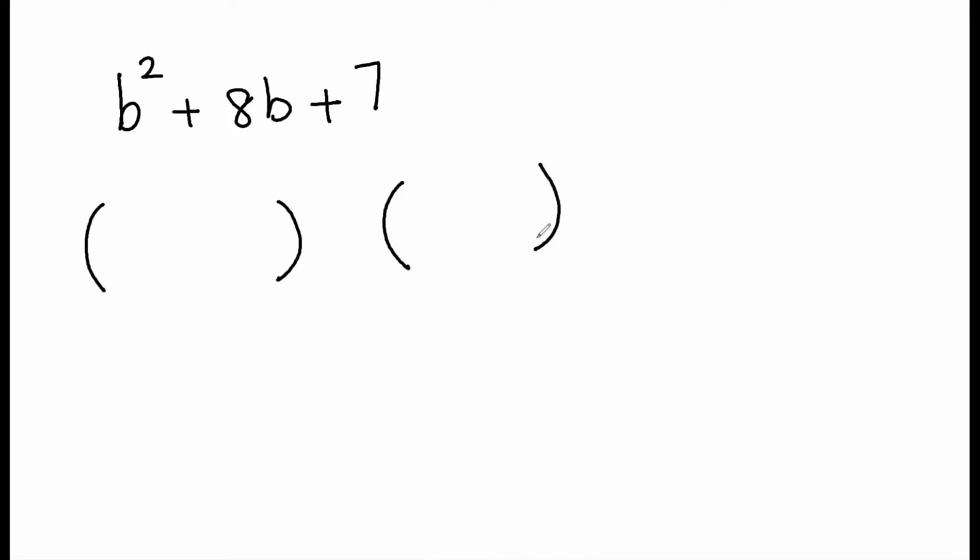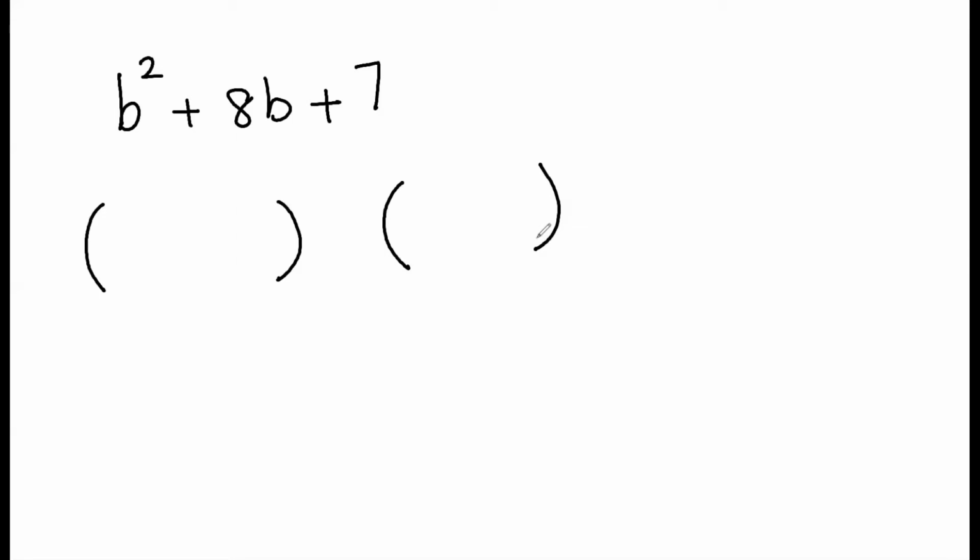b squared plus 8b plus 7. I want to factor this trinomial. That means I want to write this as one polynomial times another polynomial. The product of two polynomials should give this trinomial. Now, what are those two polynomials? We need to figure that out. That's what you mean by factoring a polynomial.